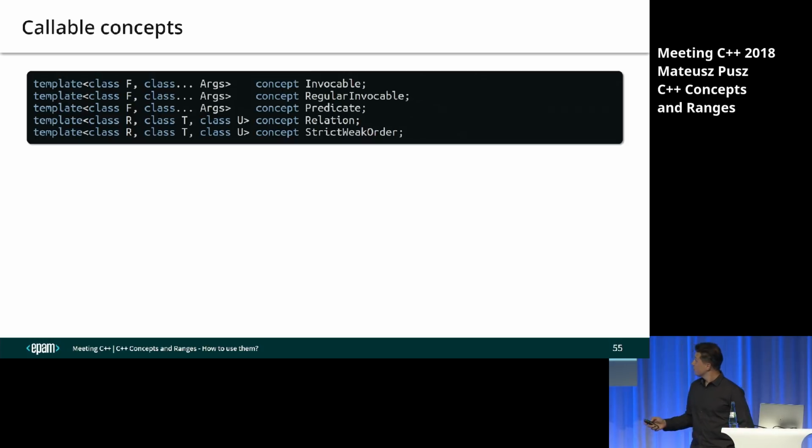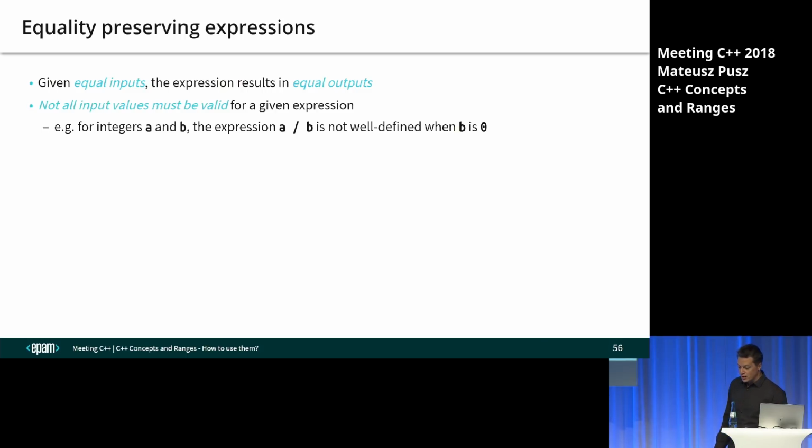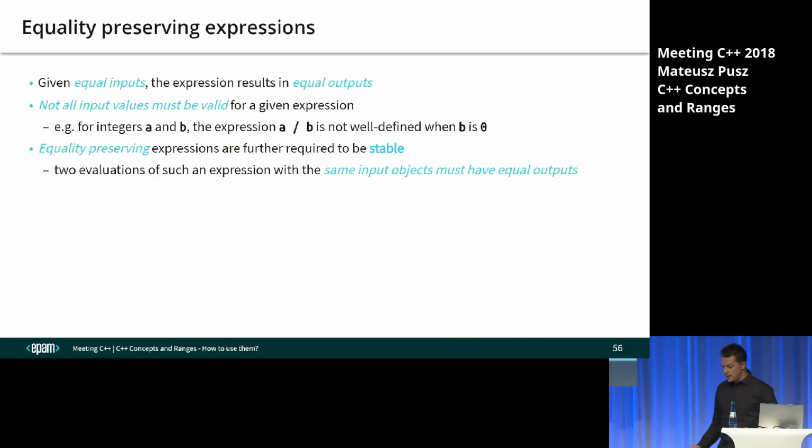The last concepts that we'll see here from the standard library are concepts for callables. But first, we have to know what it means to be an equality-preserving expression. Such an expression gives equal outputs given equal inputs, and not all inputs have to be valid. For example, if you create a division operation and provide 0 as the second argument, it's not well defined, but it doesn't matter here. Equality-preserving expressions are further required to be stable, so if you provide the same inputs many times, you will get the same outputs every time.